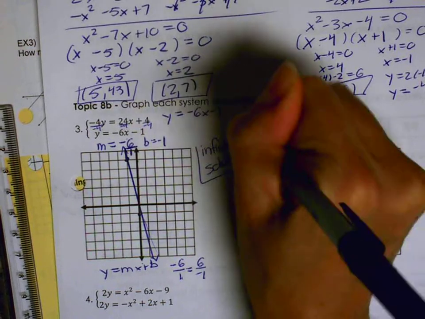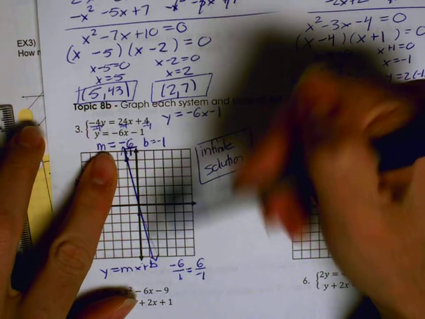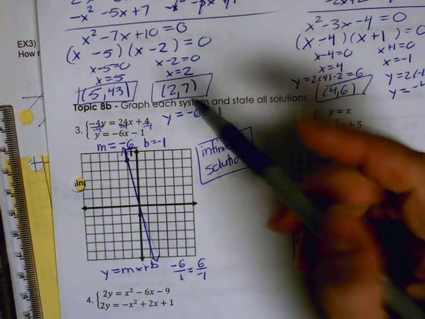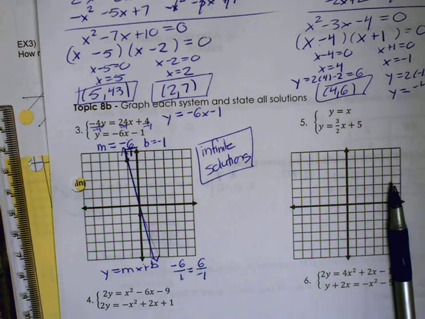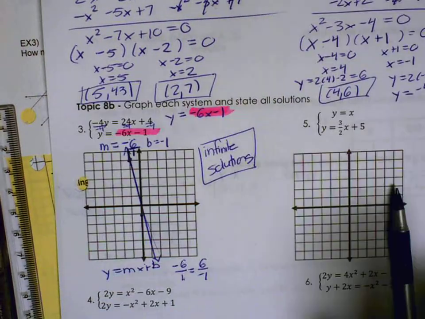Because remember, for a system, my solution is where they intersect. But if it's the same line, they intersect at every single point. So I have infinite solutions when it is the same line. And again, you can see it's the same line before you even graph it. Same line. All right, let's graph one more by hand.